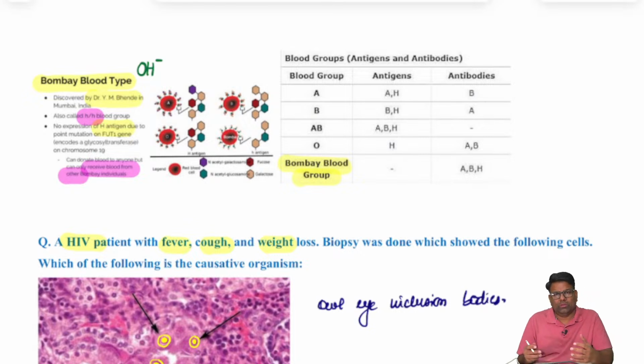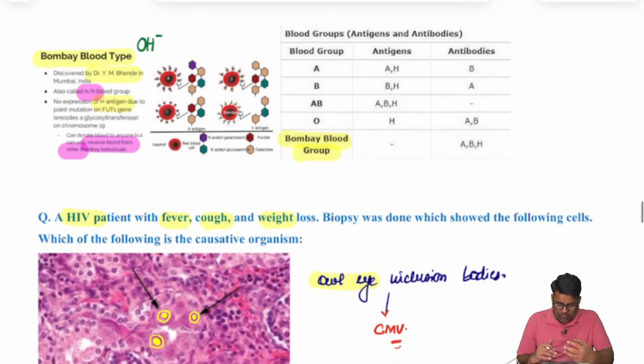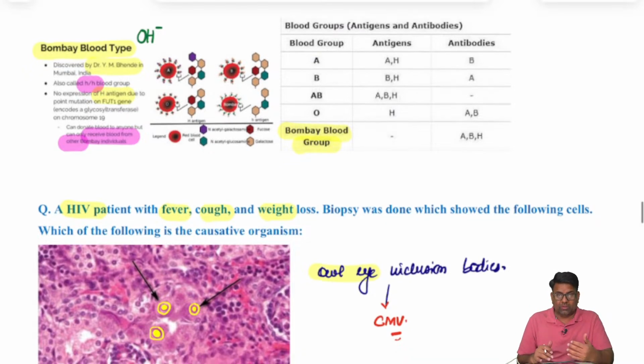And I think most of you, the moment you find the word owl eye, can answer that this is cytomegalovirus. In older times, they used to simply ask like owl eye inclusion bodies are seen, and the answer was quite easy, CMV. But nowadays, they're complicating a slightly easier pattern by giving histopathological images, and then it becomes a little difficult unless you know the image properly, right? So this is the concept behind that.